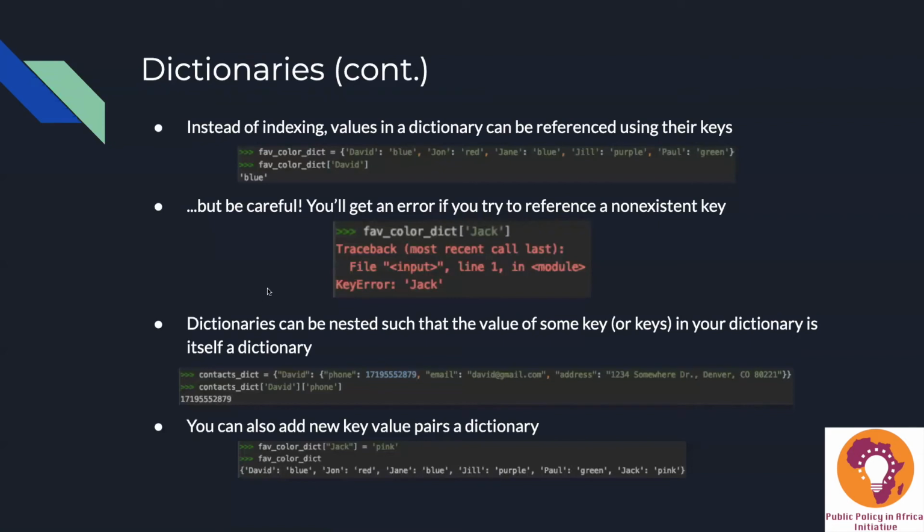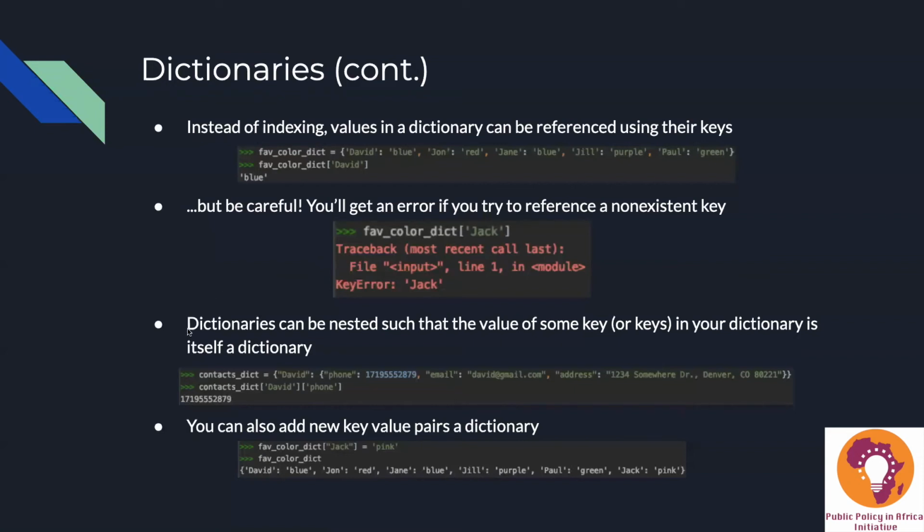So just be conscious of that. There's a way to get around this, which we'll talk about in the dictionary methods. Like if you want to find out if a particular key exists in your dictionary, there's a way you can do that instead of having to handle this error here, because we haven't learned about error handling yet.